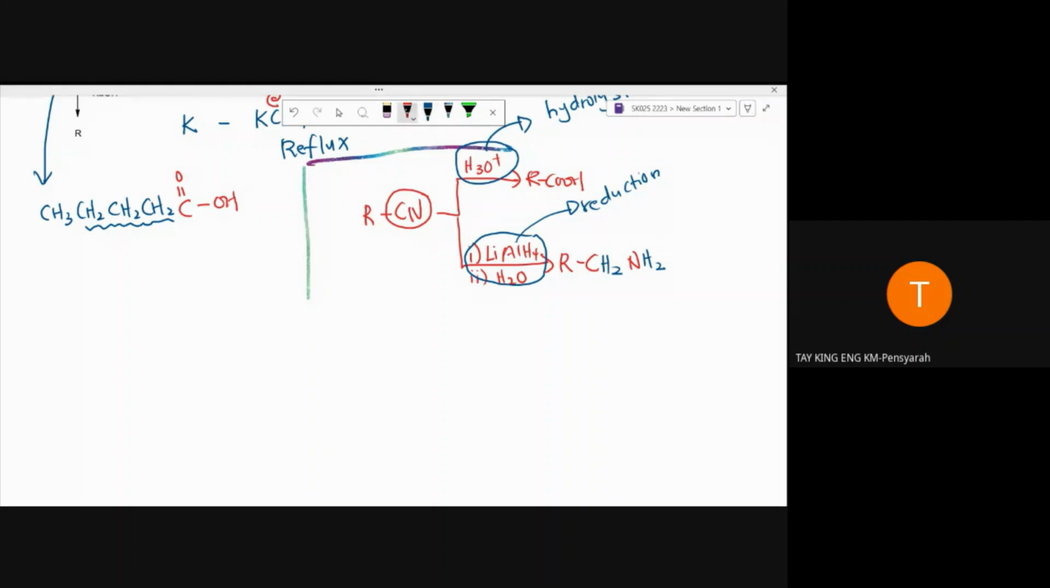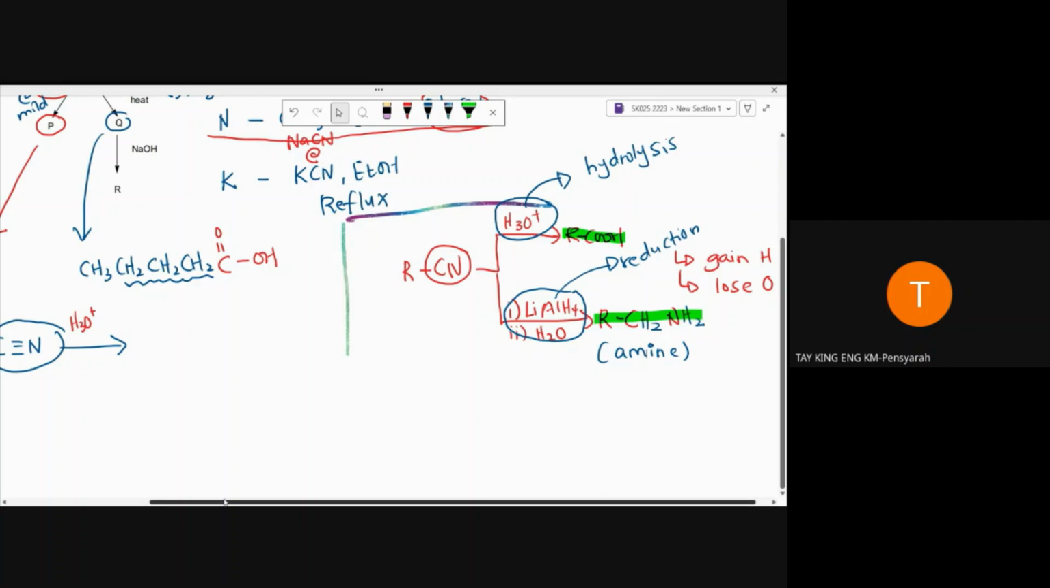So the definition untuk reduction basically adalah gain hydrogen, loss oxygen. So can be kedua-dua ini berlaku ataupun salah satu sahaja. So macam case nitrile undergo reduction ini, dia hanya fulfill gain hydrogen. Dia tak ada loss oxygen.